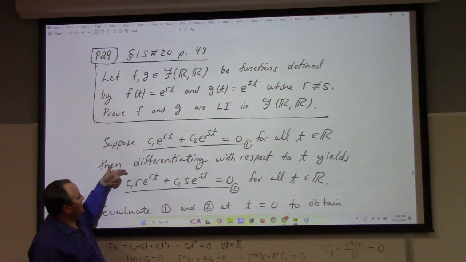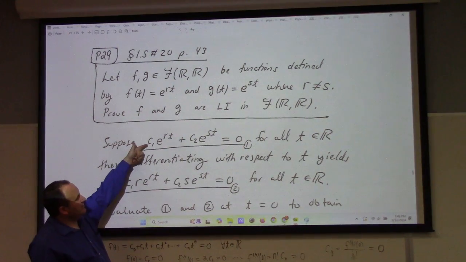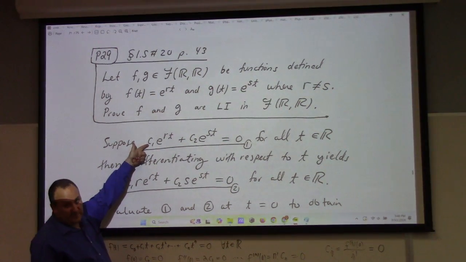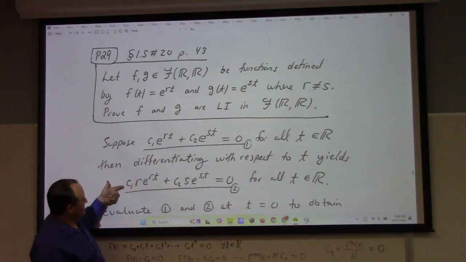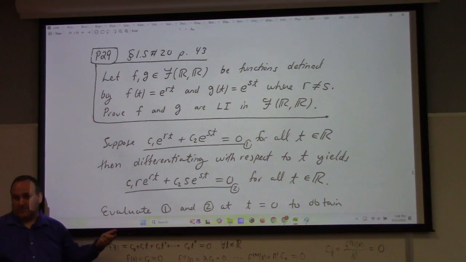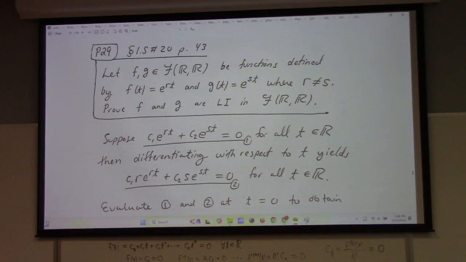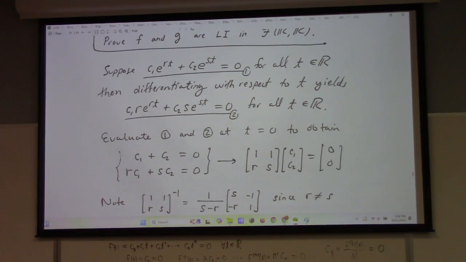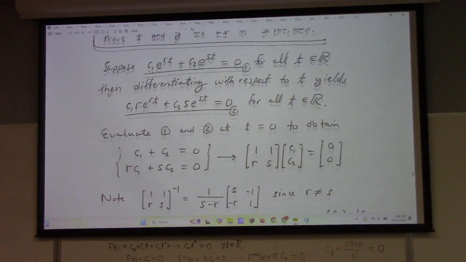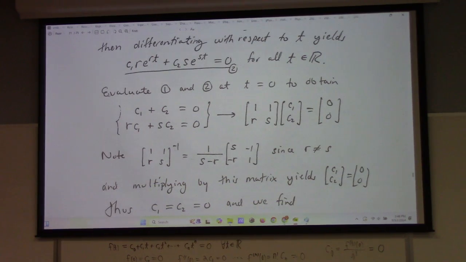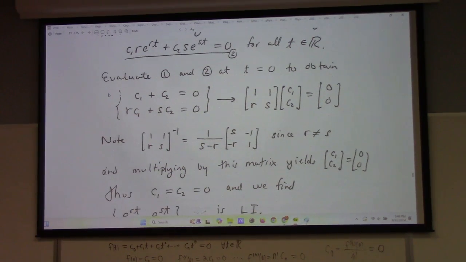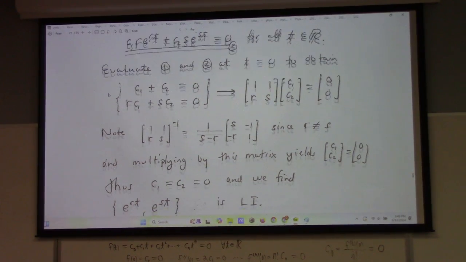So differentiating that gives this. So if I plug this one in, plug in t equal to 0, I get c1 plus c2 equal to 0. Plug t equal to 0 down here, I get c1r plus c2s equal to 0. Now I've got two equations and two unknowns, and I can hit it with the full force of my 2 by 2 inverse formula, woohoo! And c1 equal to 0, c2 equal to 0 pops out, which means that they're linearly independent.